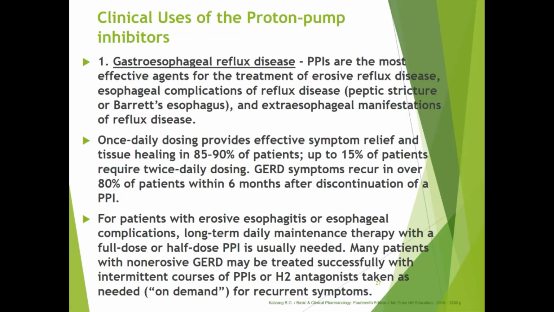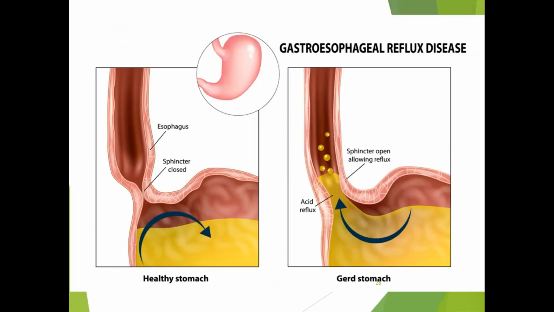Clinical uses for the proton pump inhibitors: when can we prescribe this treatment? Gastroesophageal reflux disease. Proton pump inhibitors are the most effective agents for the treatment of erosive reflux disease, esophageal complications of reflux disease, peptic stricture, Barrett esophagus, and extra-esophageal manifestations of reflux disease. What are the problems of this disease, gastroesophageal reflux disease?